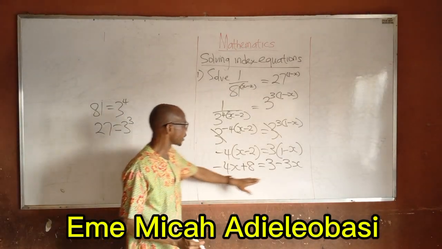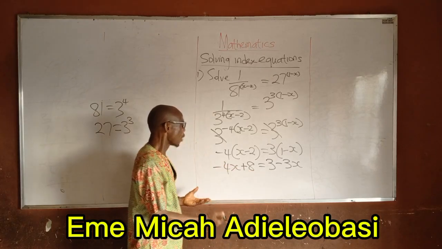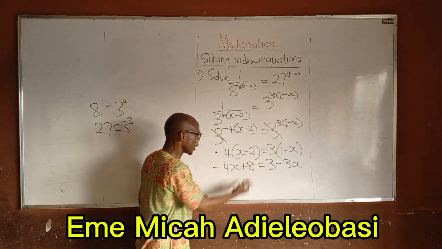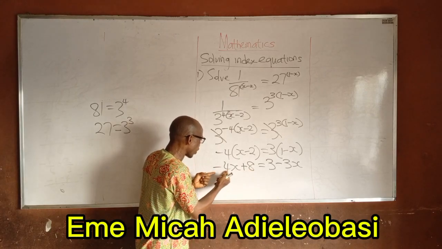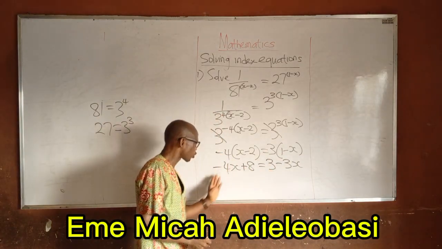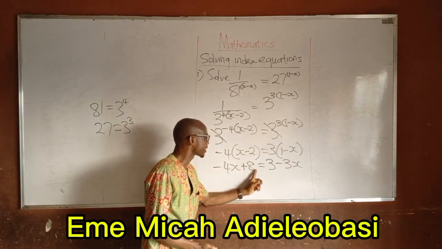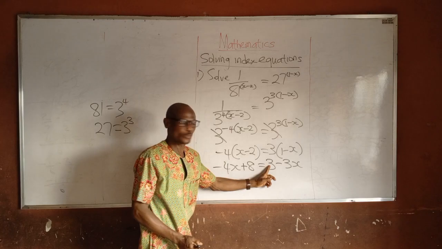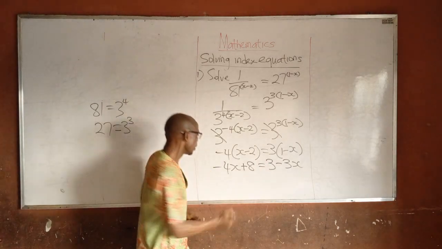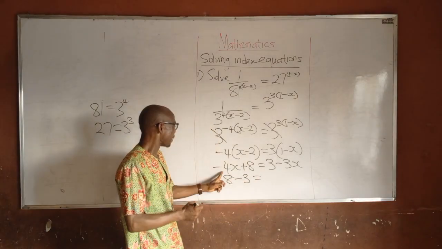So what do we have now? We are going to bring all the like terms together. We move our minus 4x to the other side, and we move our 3 to cross to the other side. So when 3 crosses the equality sign, the sign of 3 here is positive. It now changes to become negative. So we now have 8 minus 3 equal to minus 4x.